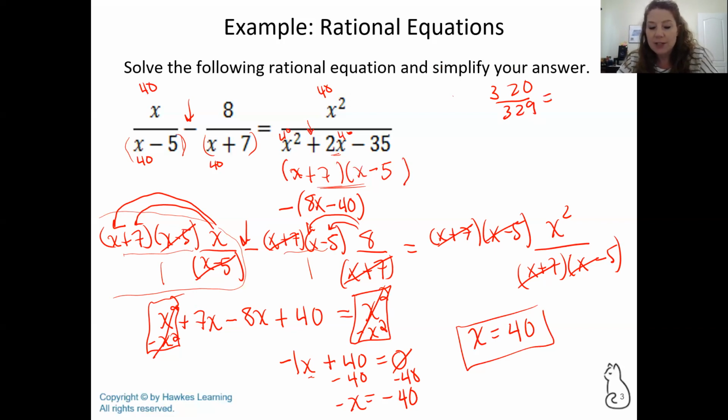So on a fraction, I'm going to put 40 squared over 40 squared plus 2 times 40 minus 35 equals, and guess what? I get the exact same answer. So since I get the same answer on both sides, that means I know without a doubt my answer is correct. So even though that takes a little time, if I was doing a test and I knew I wanted to get my answers right, I would take the time to check my answers.